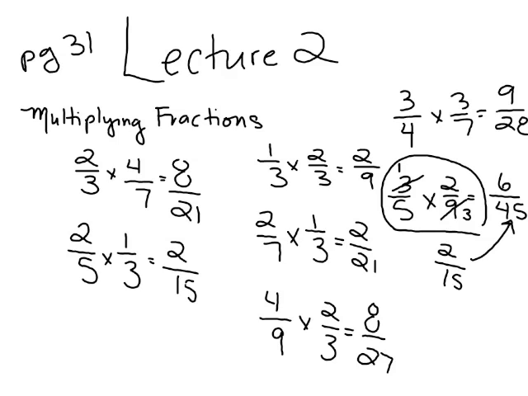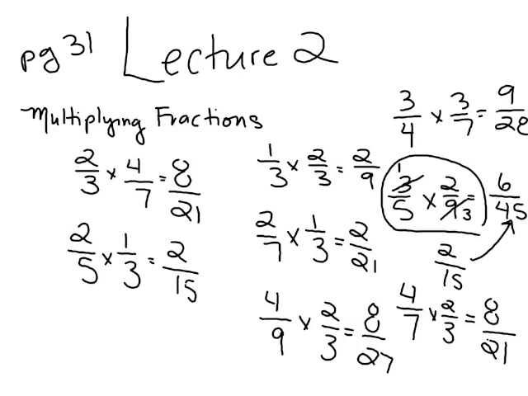Okay, next one. 4/7 times 2/3. Okay, so will it simplify at this step? No. We'll multiply 8 over 21. So if they won't simplify before, will it ever be able to simplify? Usually not.